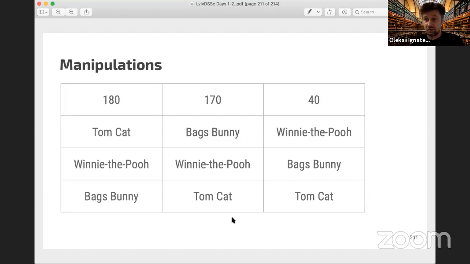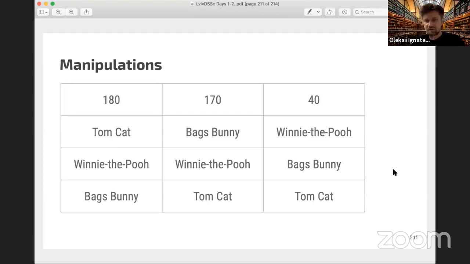Who gets the bigger amount of votes is the winner. So, for example, we have 180 voters that have these preferences, 170 that have these preferences, and 40 that have these preferences. If they came on election day to this system and they vote, right now the Tomcat is the winner. He gets the most number of votes.